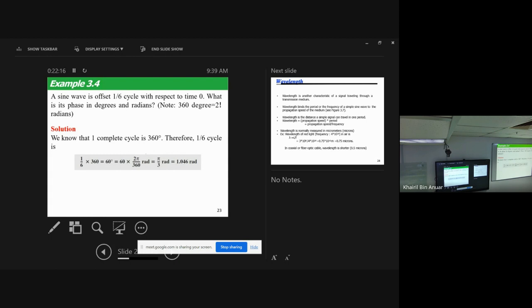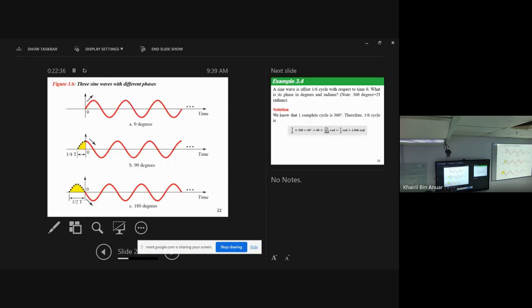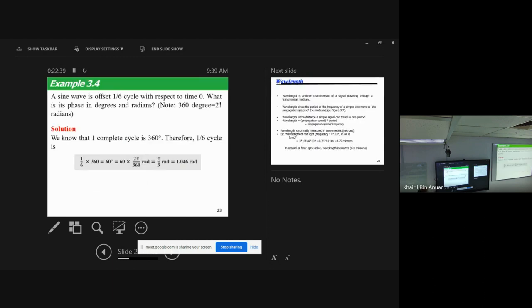If you want to know the phase of your signal in radians, what you can use is that 360 degrees is equal to 2 pi radians. So this is 2 pi radians.